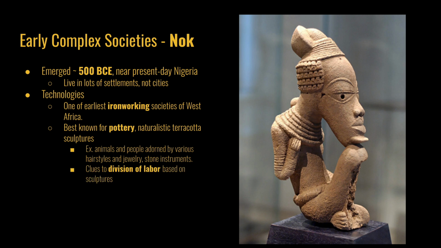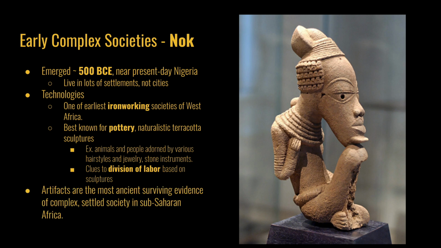The pottery provides clues about the divisions of labor, suggesting that men worked in ironworking while women worked in pottery. The Nok society's advanced metallurgical skills indicate a high level of technological development and social organization. The artifacts from the Nok society are the most ancient surviving evidence of a complex settled society in sub-Saharan Africa.